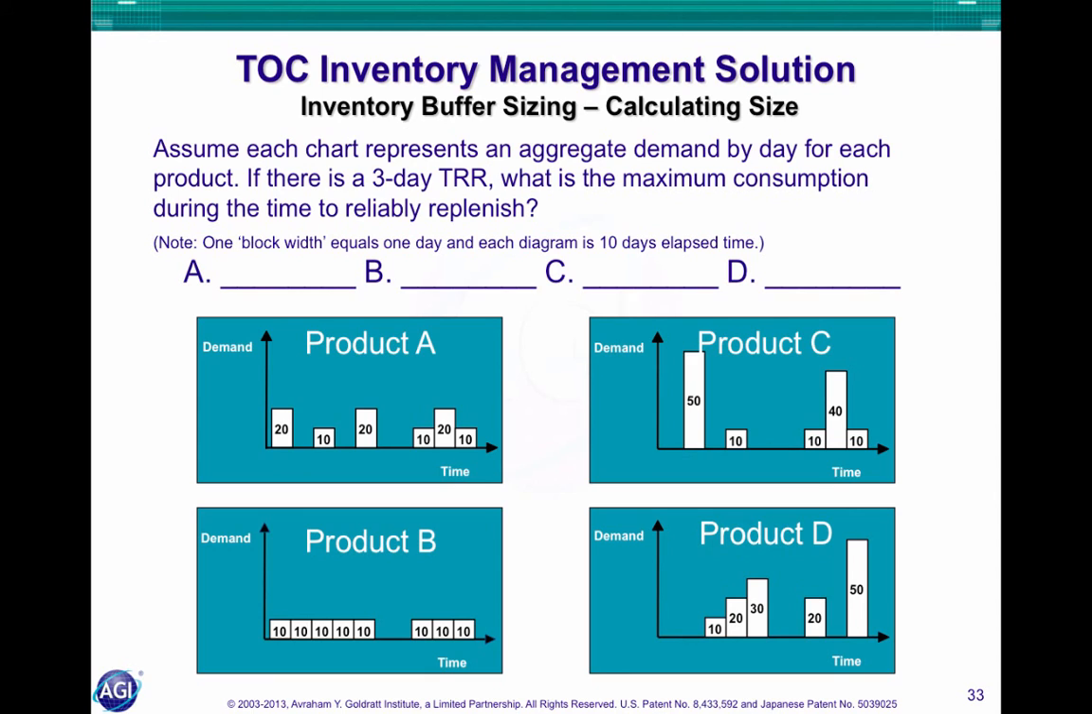What about product C, which has even more variability in demand? The maximum is 60 from 50, 0, and 10, or from 10, 40, and 10, and goes as low as 0 between the two 10s. What about product D? It could be as low as 10, and we also see 60, then 50, then 30, and the maximum being 70, 20, 0, and 50. And that's how we accumulate demand in windows of time to reliably replenish to determine the upper limit on our buffer size to minimize out-of-stock conditions.